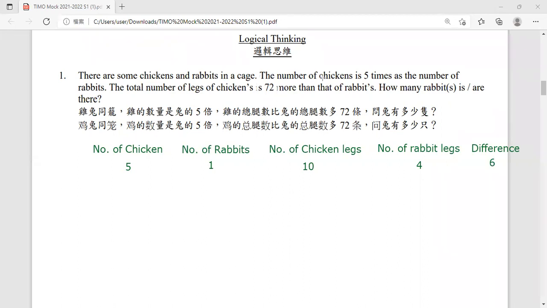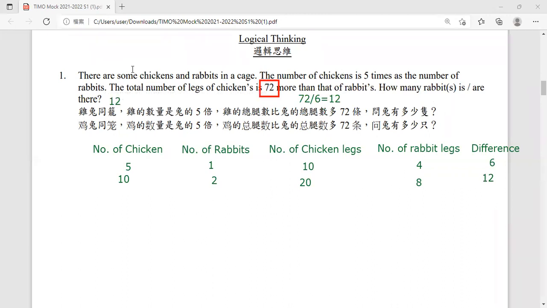Not okay. Next one, I have 2 rabbits, then there will be 10 chickens, so 20 legs, and this will be 8. Now the difference is 12. So every time I put 1 set of rabbit and chickens, the difference increases by 6. So I just divide 72 by 6, which is 12. So I know that the number of rabbits is 12.